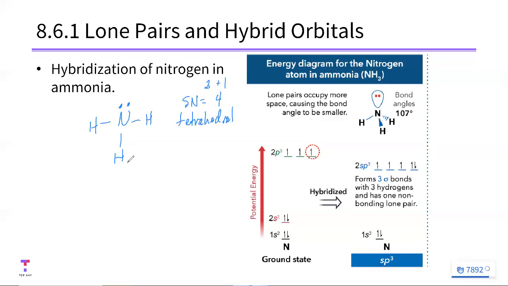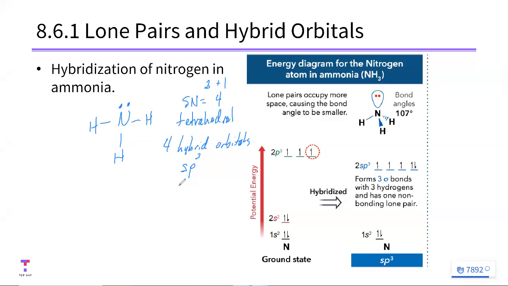But the same kind of logic can still apply. Steric number of 4 means I need 4 hybrid orbitals. Those hybrid orbitals, we start with the s, we move on to the p. The p sublevel has a total of 3. 3p plus the 1s is 4 hybrid orbitals. sp3 hybridization is the mode of hybridization here.